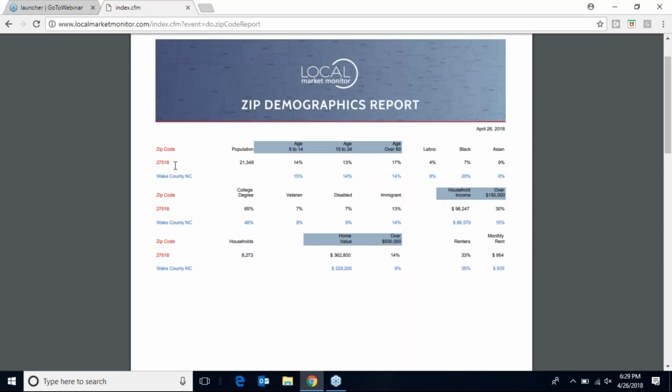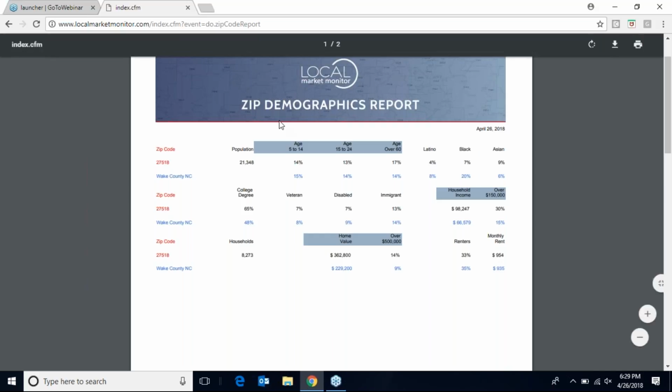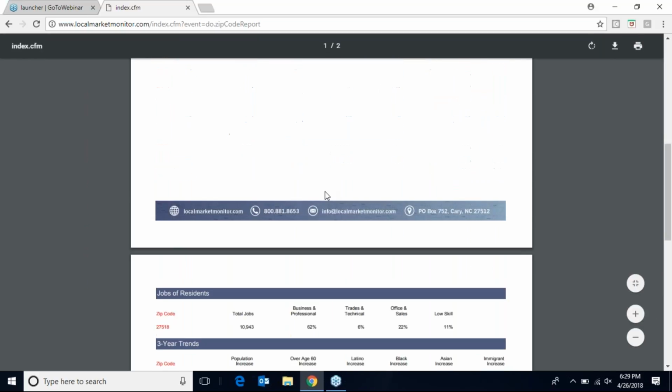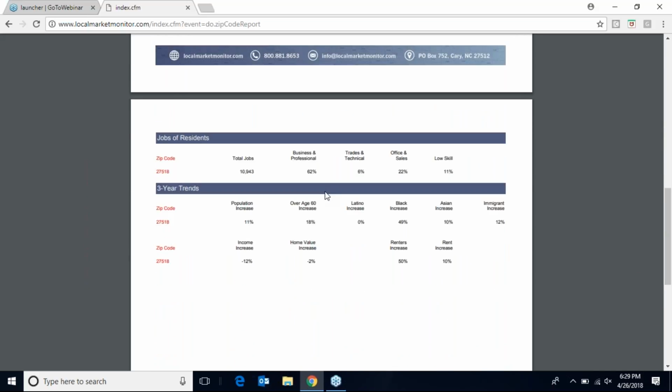So if there's 10 zip codes that you're comparing side by side, they can be anywhere in the country. There's over 20,000 that we have available. You can see what the populations are, the age breakdown, the backgrounds, household incomes, home values in the market, number of households, total number of jobs in the market, and then also this trending information is particularly important. The home value increases, the number of renters increasing.